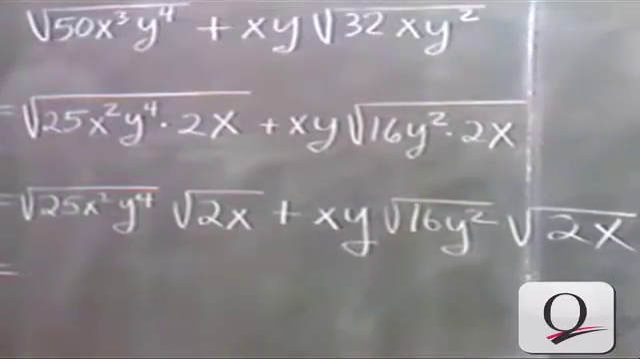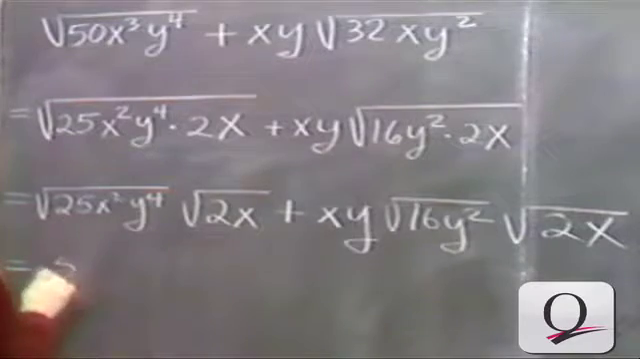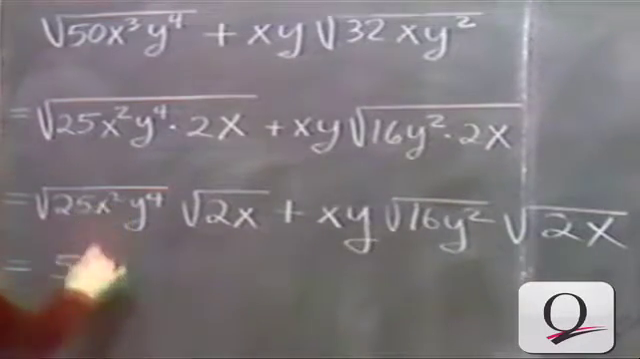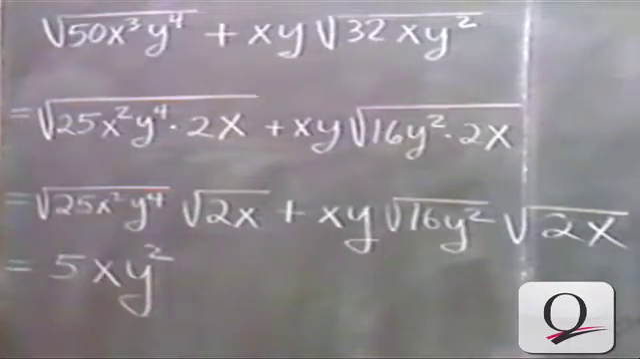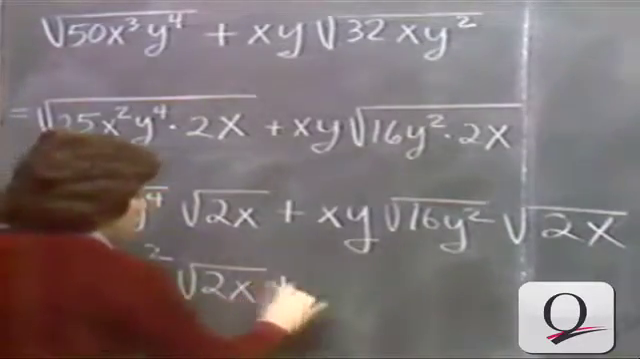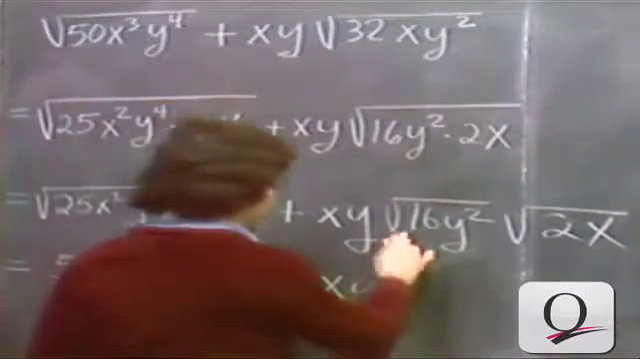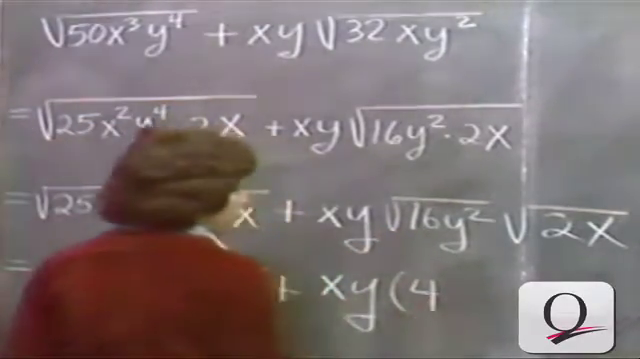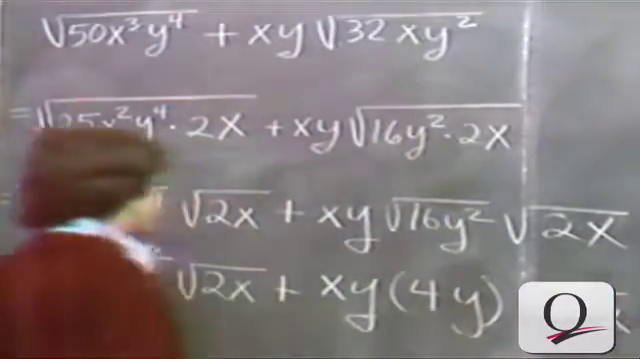Now, 25x squared y to the 4th is a perfect square. The square root of 25 is 5. The square root of x squared is just x. The square root of y to the 4th is y squared. Okay, you take the square root of the constant and you halve the powers on the variable. 5xy squared times the square root of 2x plus xy. Okay, the square root of 16, that gives us 4. The square root of y squared, that's y, times the square root of 2x.